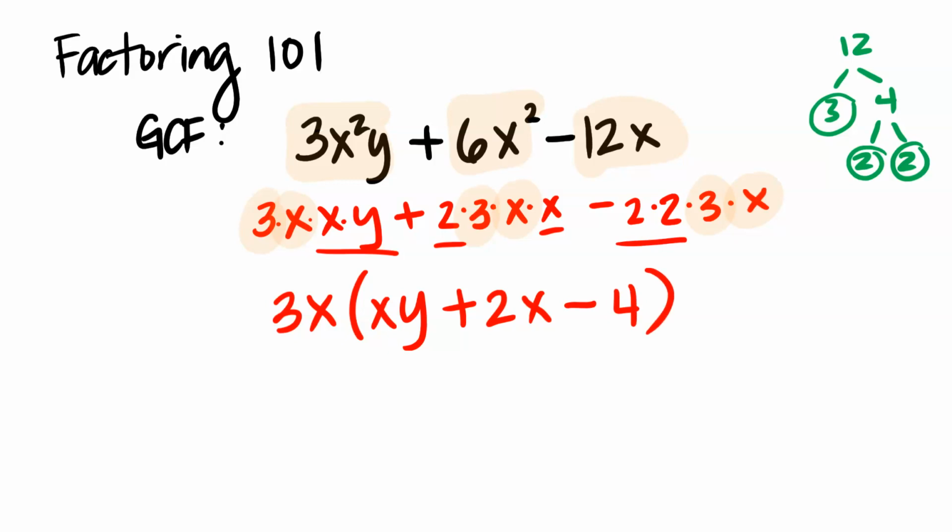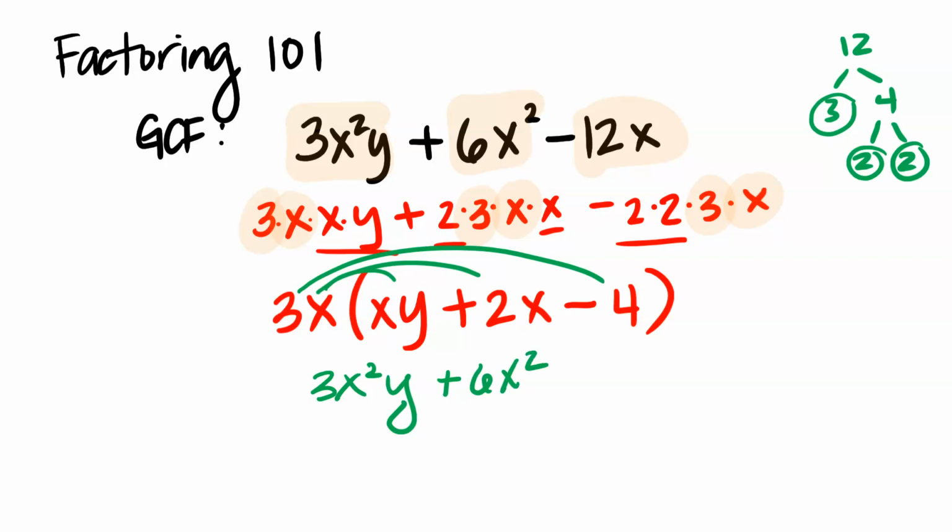So we can always check our factoring by simply distributing back to the other equivalent form of this expression and seeing 3x times xy. Well, that'll give me x times x, which is x squared, so x squared y. Here we'd end up with 6x squared and then minus 12x, which is exactly what we started with. So we can use distribution to check our work with factoring.